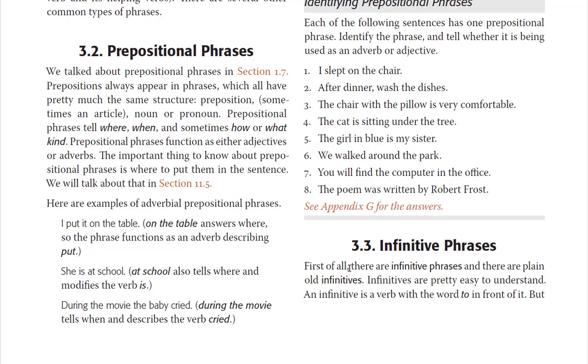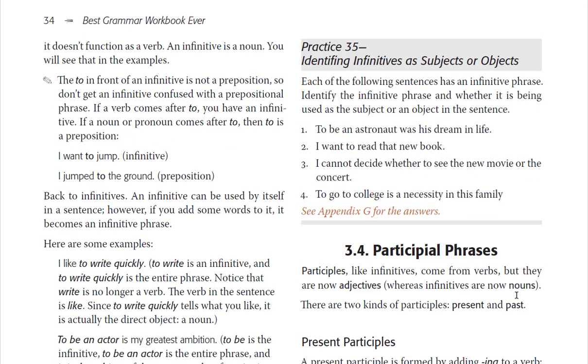Infinitive phrases. First of all, there are infinitive phrases and there are plain old infinitives. Infinitives are pretty easy to understand. An infinitive is a verb with the word to in front of it. So to go, to be, to sleep, to eat, to walk. Those are all infinitives. An infinitive is always to plus the root form of the verb.